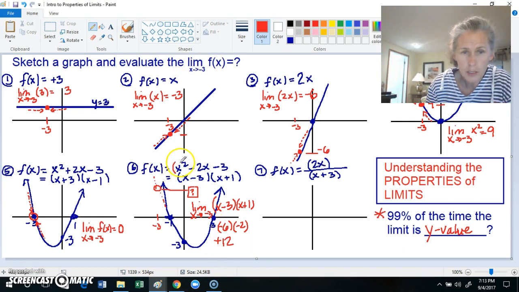I could have also plugged it into the original function and said -3 squared is 9 minus -2 times -3, so that's plus 6, and then minus 3. So that's 9 plus 3 is 12.